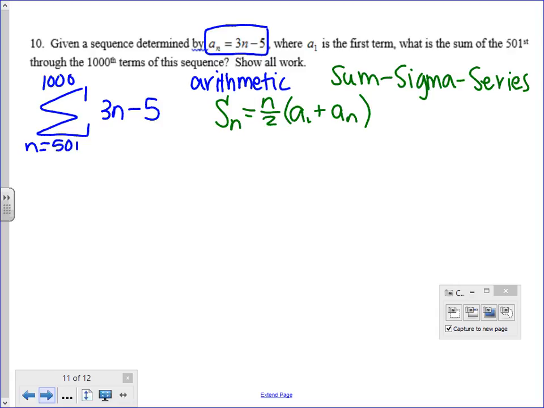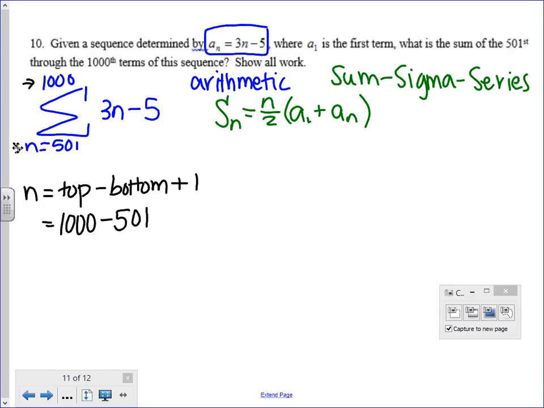So first we need to find n. That's the first thing I have in my formula. In order to find that, we always take the top number, the top index of my sigma, minus the bottom number, plus 1. So here the top number is 1000 minus 501 plus 1. That tells me that n equals 500.